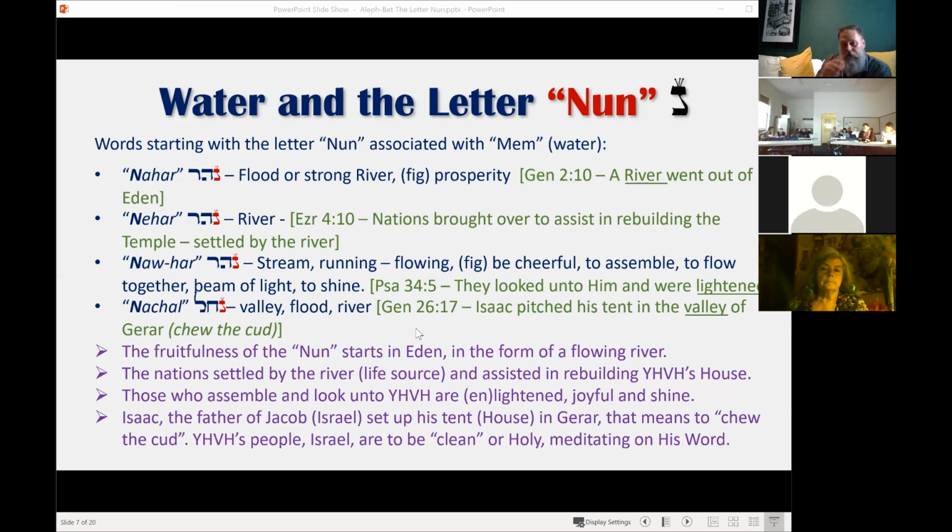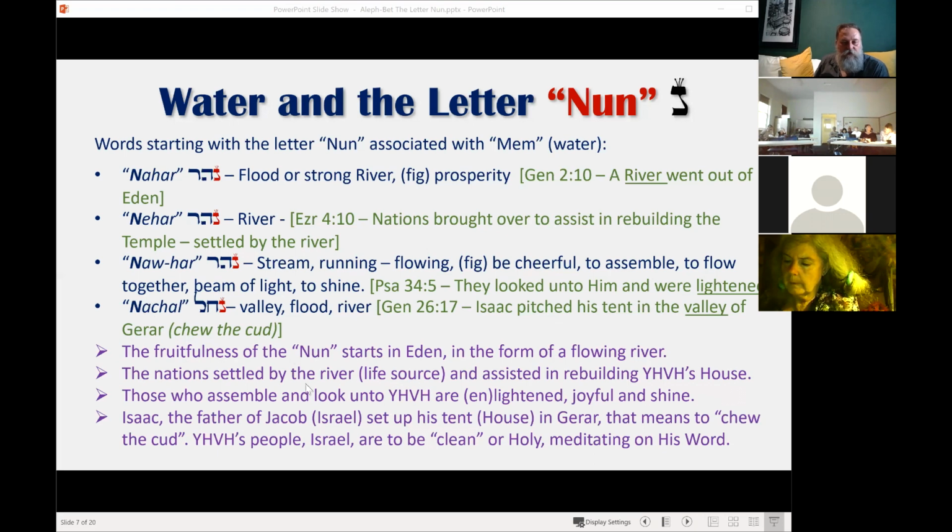So that means that the nations who now assemble around the river, who look upon him, are enlightened, and as a result of them, they chew the cud, or that means that they meditate on his word, because that's what the symbolism of a clean animal is, that whatever you take in, which is the word, you bring back, and then you rethink it, or bring it back to your remembrance and meditate upon it till it is part of your life.